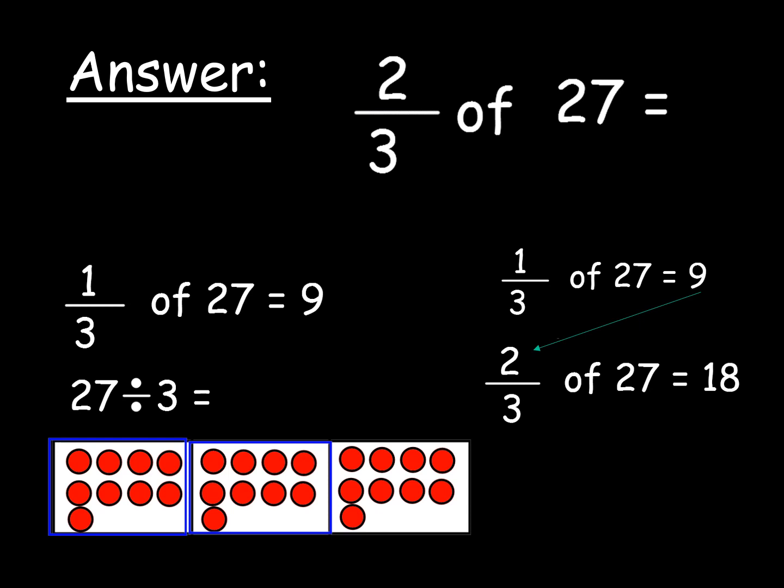Or if you look on the right hand side, once you've worked out 1/3 of 27, which is the 9, we can times that answer by the numerator 2, and 9 times 2 is 18.